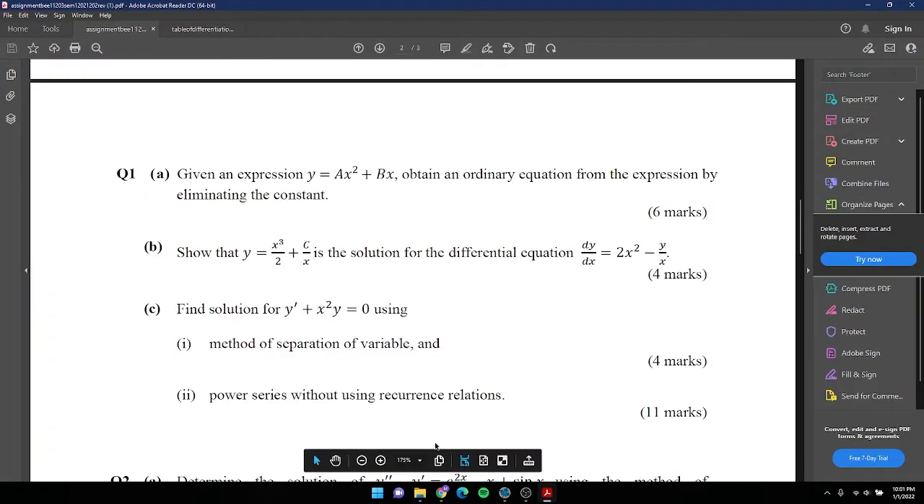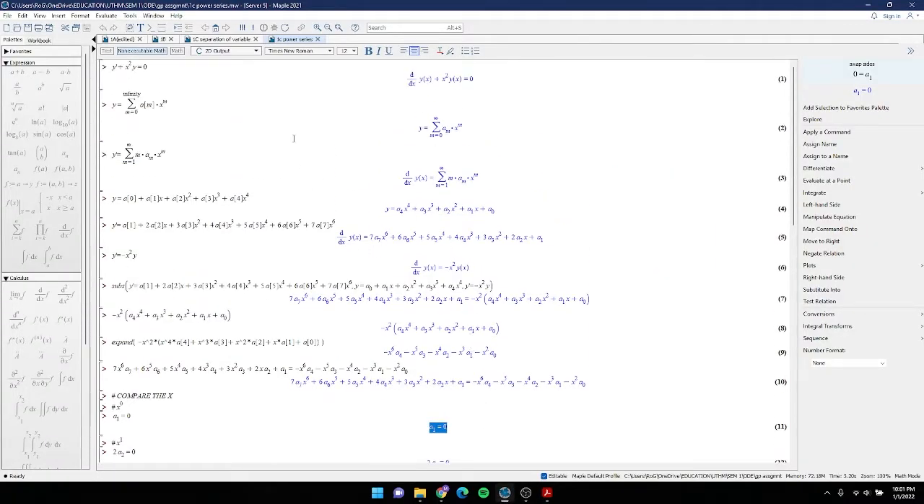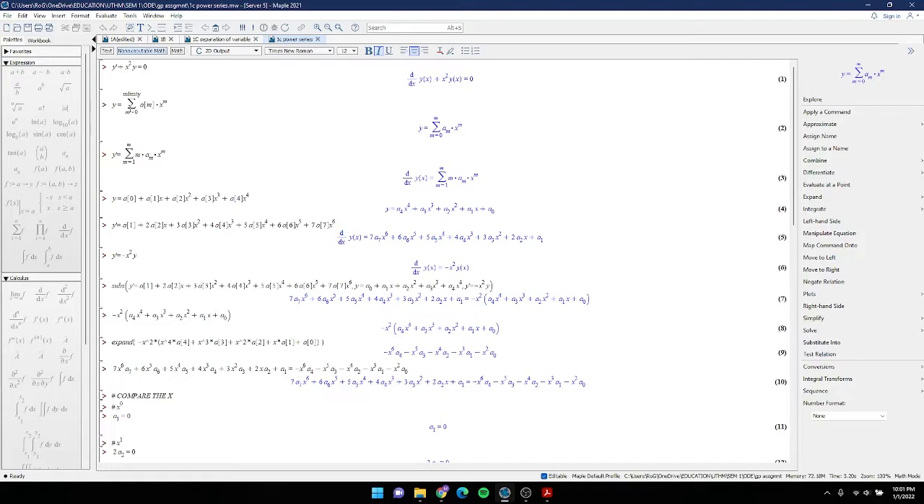Okay, for question 1c, find solution for y prime plus x squared y equal to 0 using power series method. Okay. First, we must know the formula of our series.